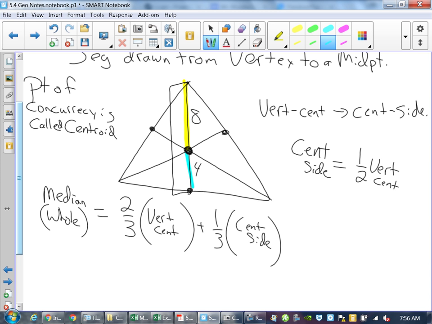That's it. If I do the same thing going the other way, if this much is 3 from side to centroid, how much is centroid to vertex? 6. Very good. You're doubling. The whole thing then becomes 9. What's a third of 9? 3. The smaller segment. 2/3 of 9 is 6.